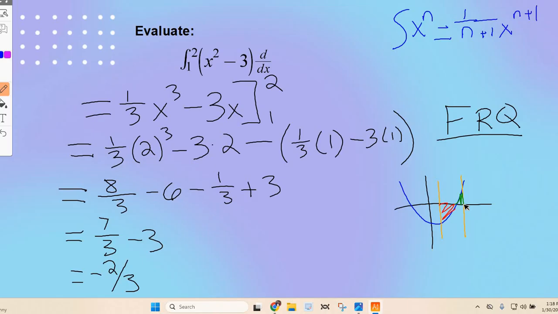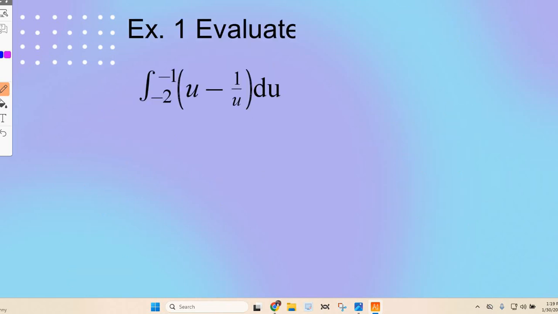Alright, questions on that one? Yes? No? Okay? Alright. So this time I have the integral from -2 to -1 of (u minus 1) over u du. I have a different variable. Is that okay? Yes.